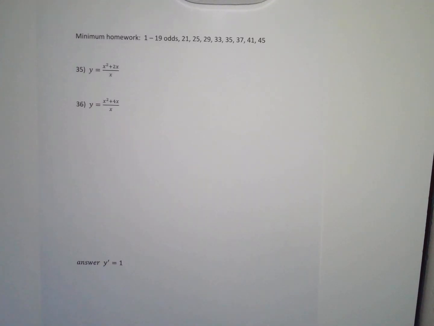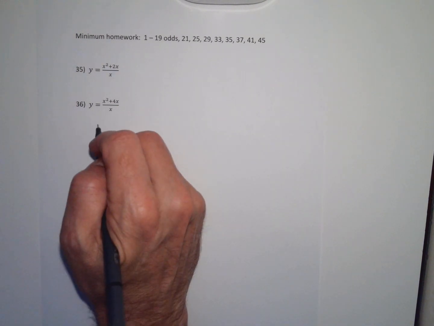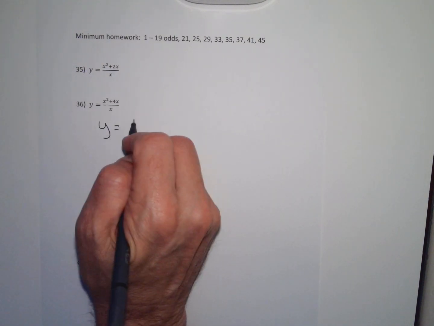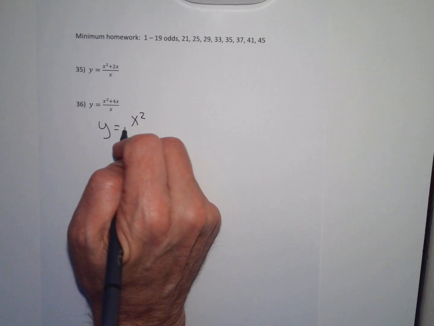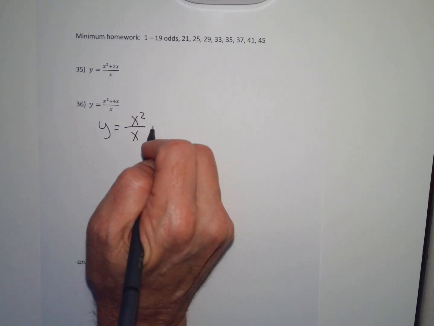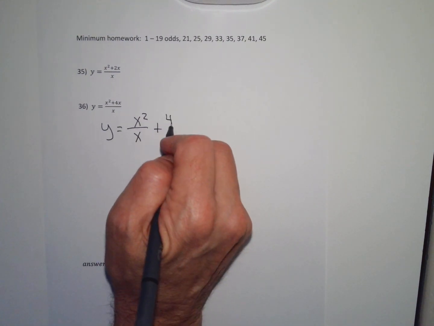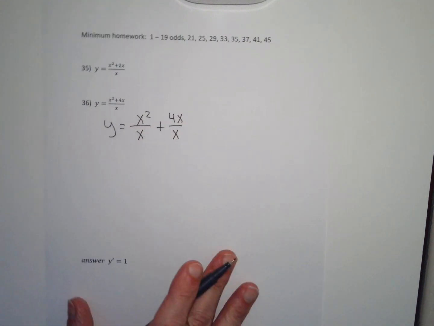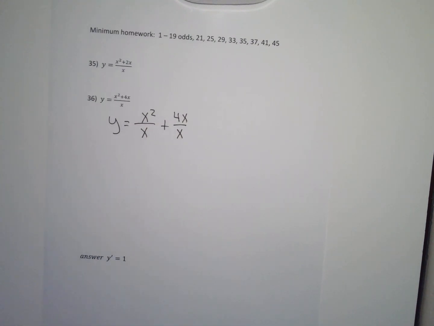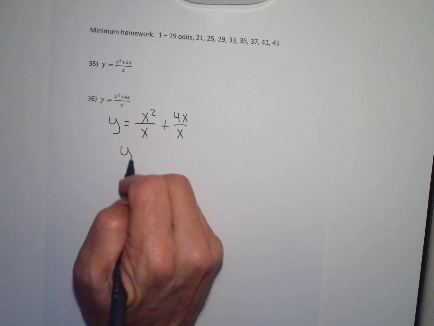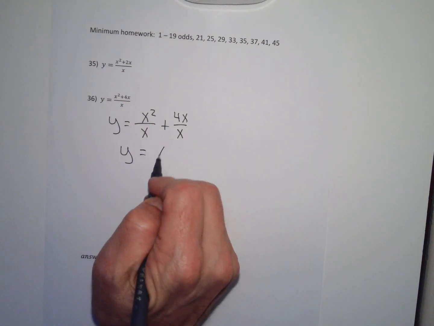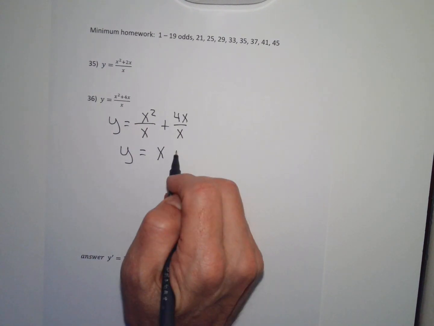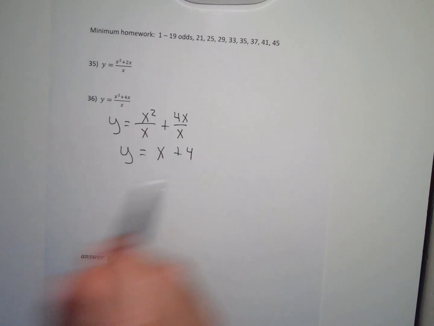Do the same for 36. I'm going to rewrite the problem. I don't know how to take the derivatives when a problem's written as a fraction with an x in the denominator just yet. So I'm going to rewrite each of the fractions in this section by taking each term in the numerator, writing it separately over the denominator, and then I'm going to reduce the fractions. The first term reduces to x, the last term reduces to 4.